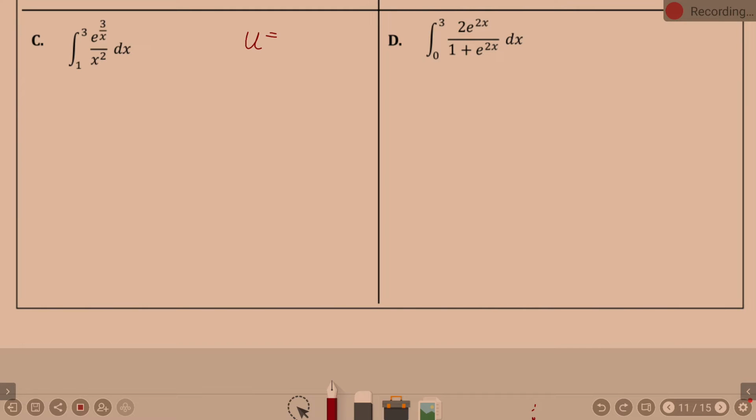I would definitely try the 3 over x. If I look at it, the only other option I could really see is x squared, but the derivative of x squared is 2x, and I don't really see that helping. Now, what do we know about 3 over x?